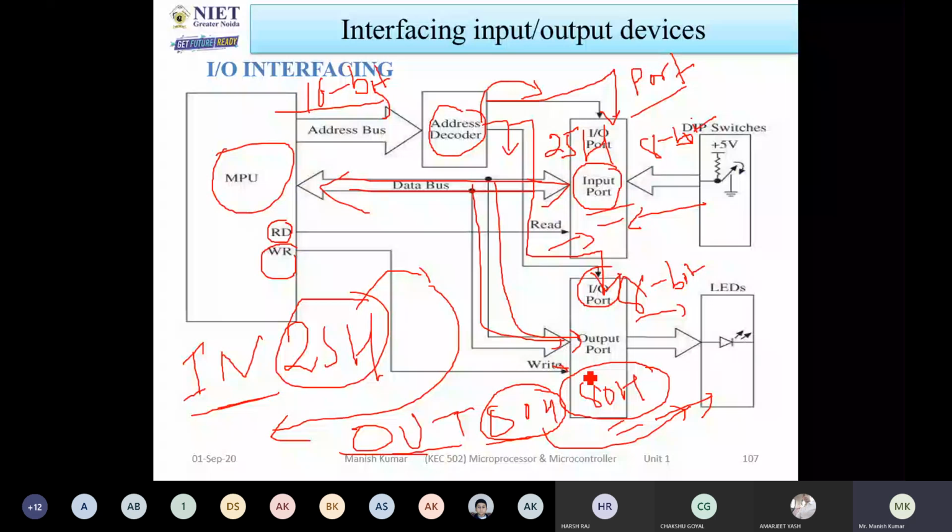Now you can see, let us consider I have written IN 25H. Okay, it means that 25H is the port address of the input device. So whenever I want to read the data, I use IN 25H. It means that you are reading the data from the input device. But after reading, where will you store it? You have to store it in the accumulator register.